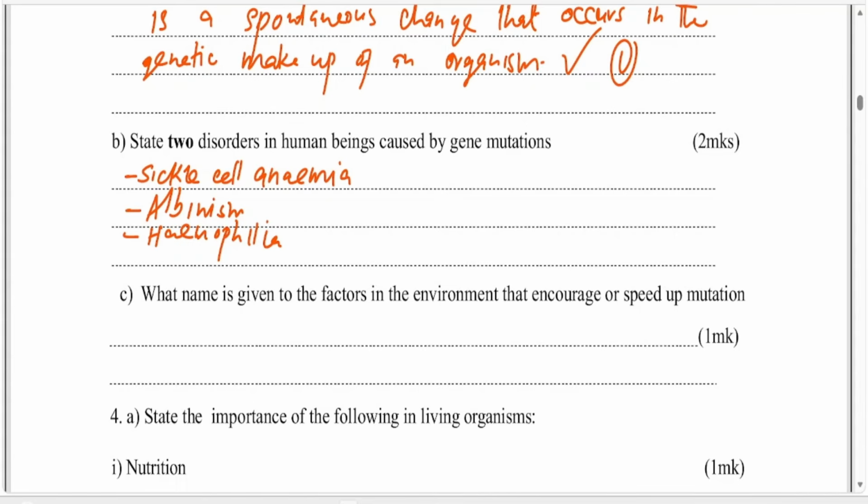Then we have another disorder in human beings that we call color blindness. Color blindness is due to a gene mutation for light sensitive pigments in the eyes. So that light sensitive pigments in the eyes are not able to develop fully because of this mutation that occurs, leading to color blindness. So stating only 2 here was enough to give you 2 marks.